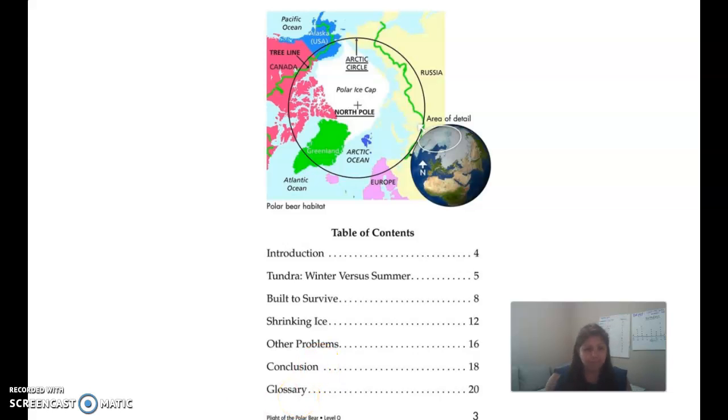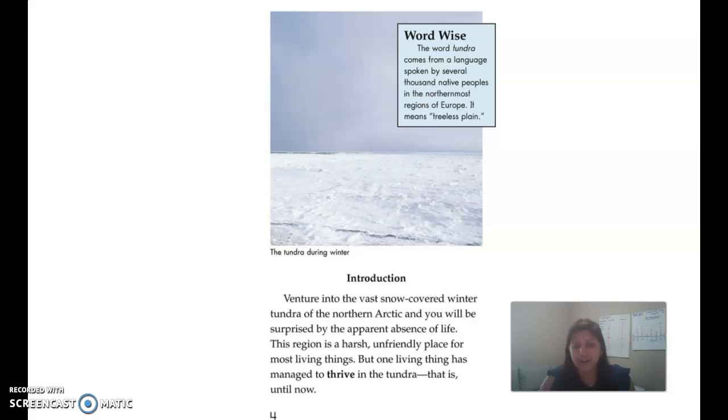Okay? So let's start off with the introduction. I do want to let you know that in this book there are quite a few challenging words. I'm going to read the introduction, this one page to you. Then we're going to go over our skill for the week. Then I'm going to go over some words that can be challenging that you may come across as you're reading your assigned pages. And then I'll let you go ahead and start reading.